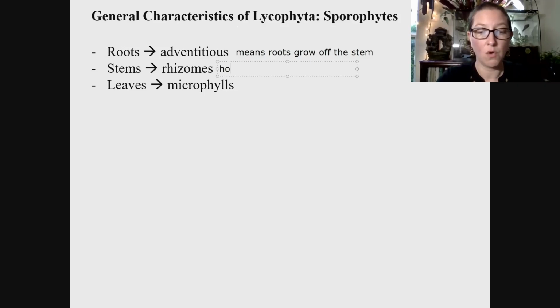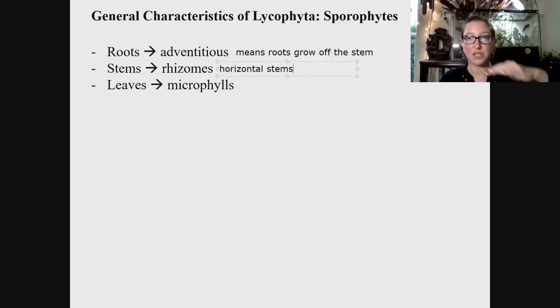Rhizomes are horizontal stems, which makes sense if the roots are adventitious, because basically the stem grows horizontally and roots just come out of it wherever it's touching dirt. And then lastly, microphylls. Microphylls is a new term for us.